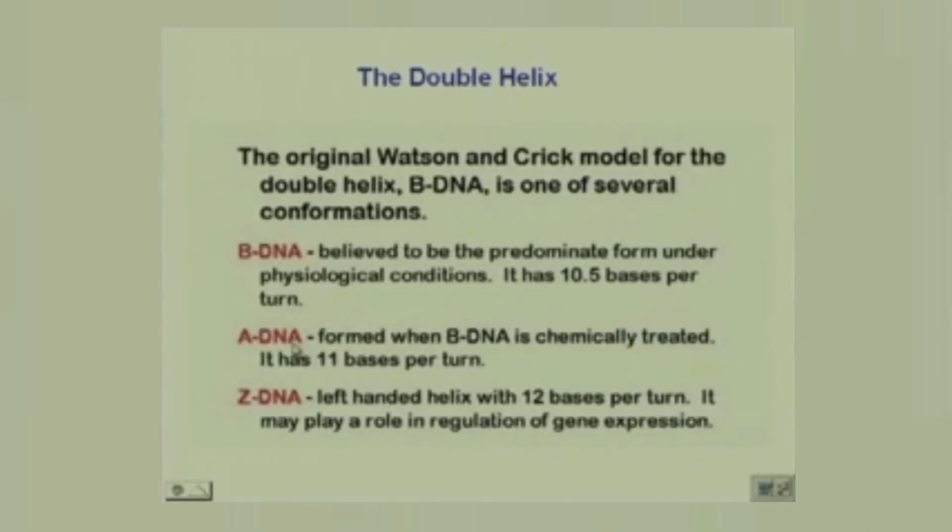When we have the aDNA, this is formed when bDNA is chemically treated. It basically doesn't have those water molecules in the water spine. That's what aDNA is, and it has 11 bases per turn. The zDNA, as it is called, is a left-handed helix with 12 bases per turn, and it usually plays a role in gene expression. So these are the 3 forms of DNA, and the most common by far is the bDNA.